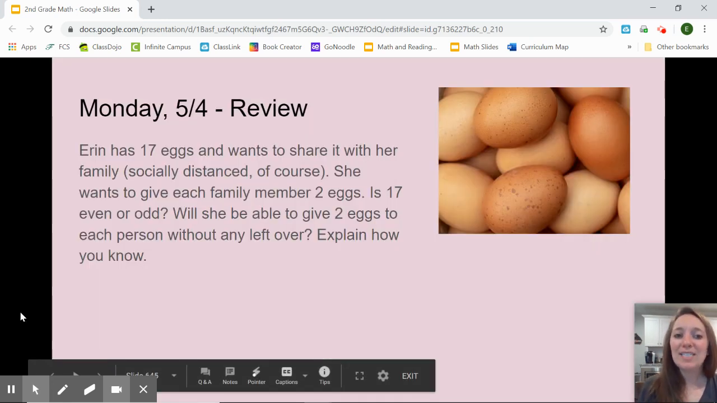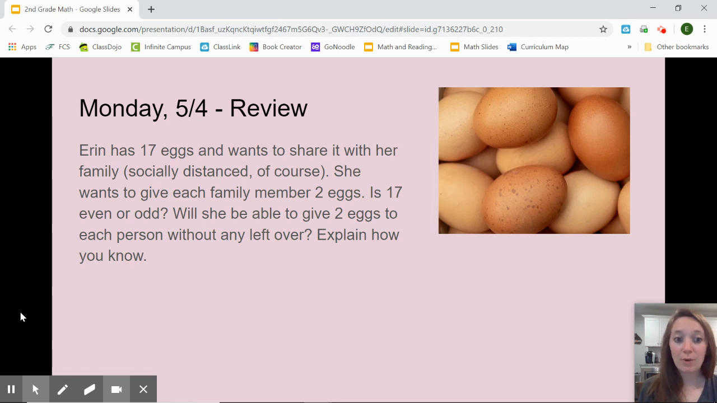Erin has 17 eggs and wants to share them with her family. Socially distanced, of course. She wants to give each family member 2 eggs. Is 17 even or odd? Will she be able to give 2 eggs to each person without any left over? Explain how you know. Pause. Welcome back. Okay, so I'm going to put the 17 eggs into pairs and see if I have any left over.